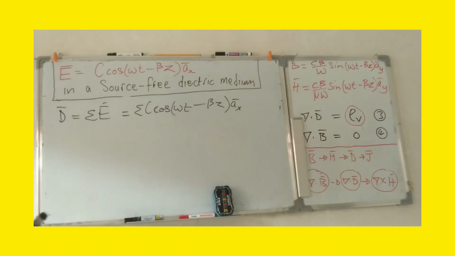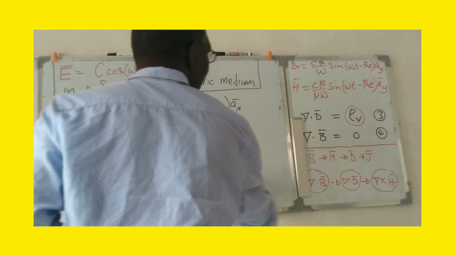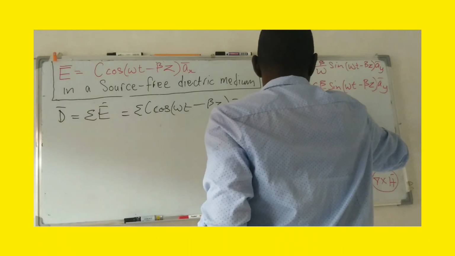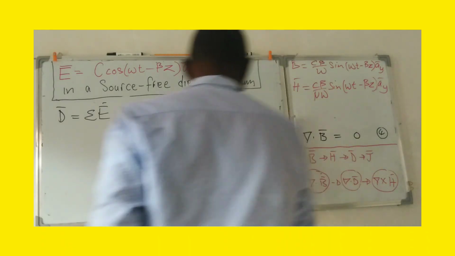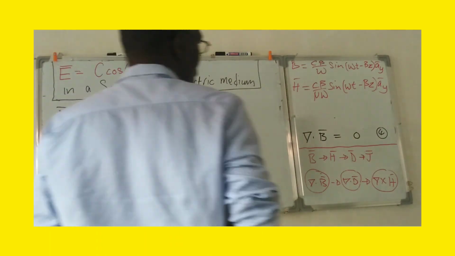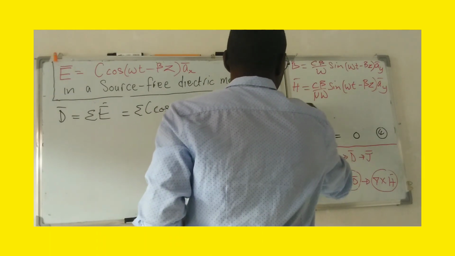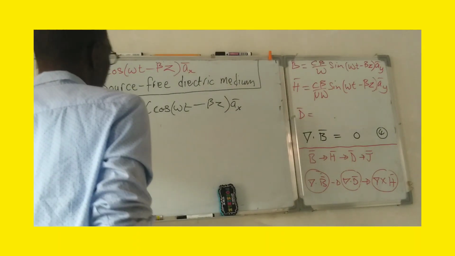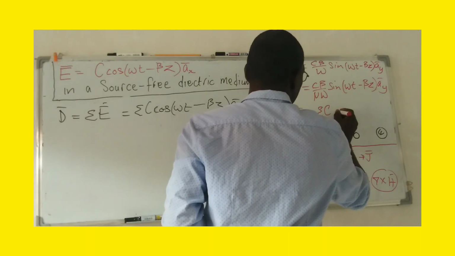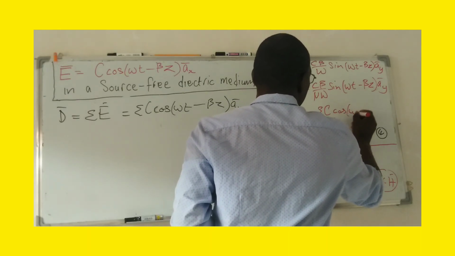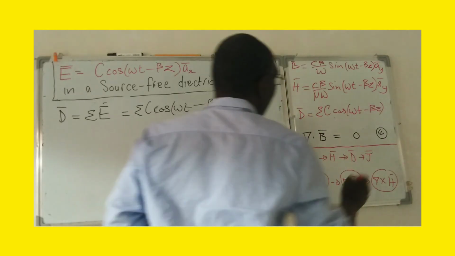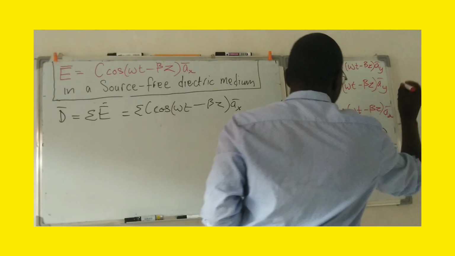So let's just clear this and put our expression in its place. It's getting in the way. Okay, so back to red now. Our D field, D is equal to epsilon C cosine of omega t minus beta z along the x direction.